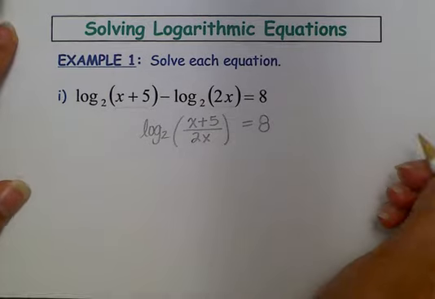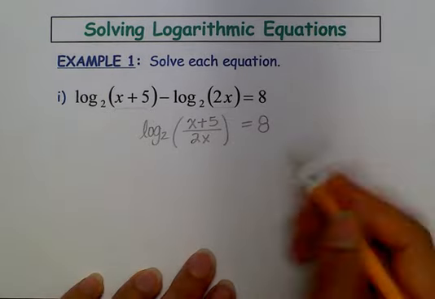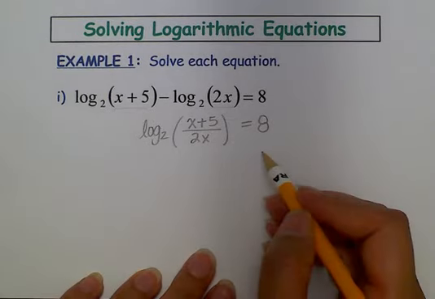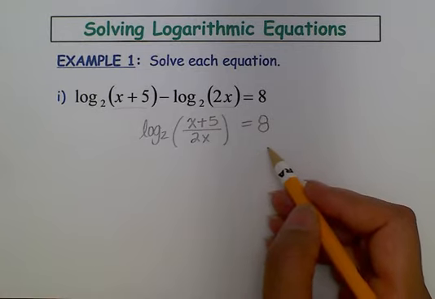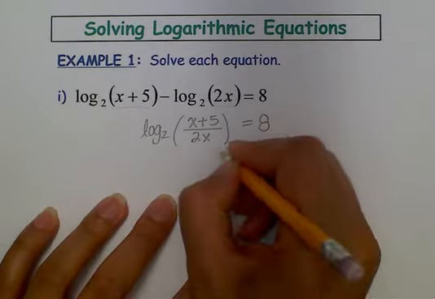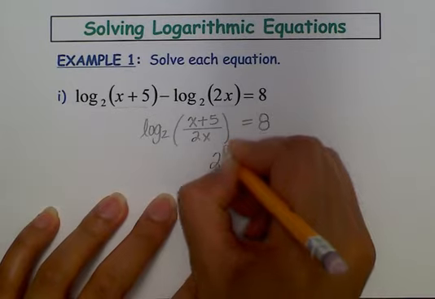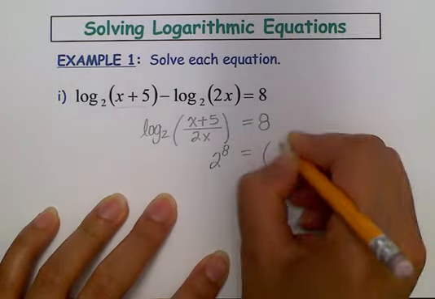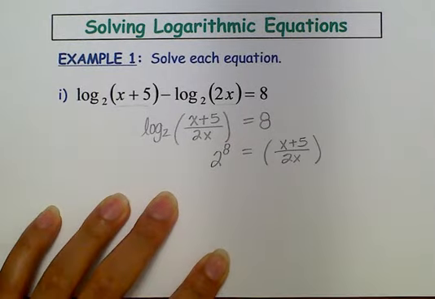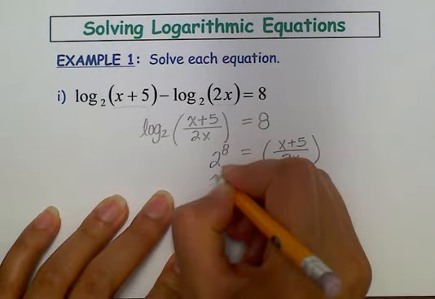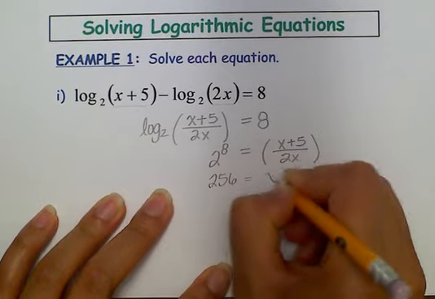And now you'll notice again that because you have a single term on the left-hand side and a single term on the right-hand side, I can rewrite this as an exponential equation to try to solve for the variables. So I can rewrite this as 2 to the exponent 8 equals (x plus 5) divided by 2x. Okay, so what I get here is 256 equals (x plus 5) divided by 2x.